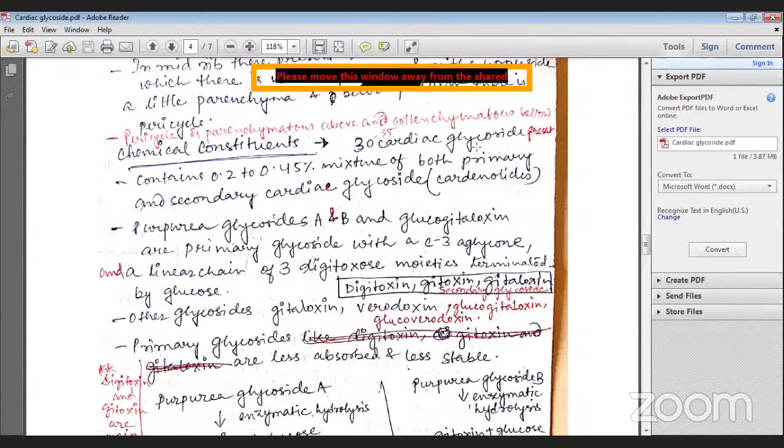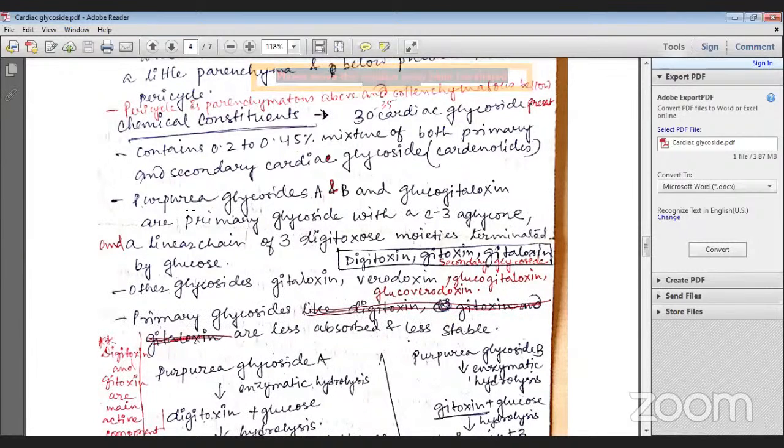30 to 35 types of cardiac glycosides, present in combination with primary and secondary glycosides. Purpurea glycoside A and purpurea glycoside B are the important primary glycosides. The sugar part is mainly D-digitoxose and digitallose. This is the sugar part, and the secondary glycosides are digitoxin, gitoxin, and gitaloxin.